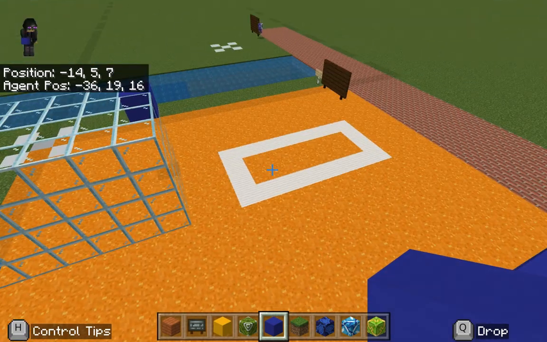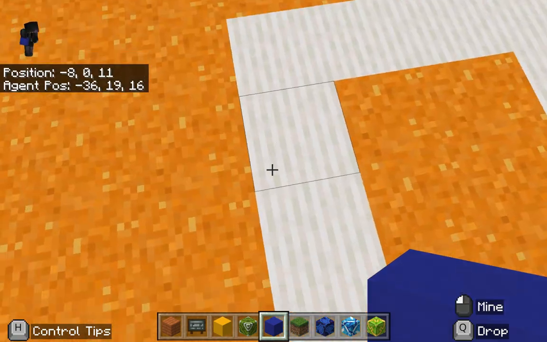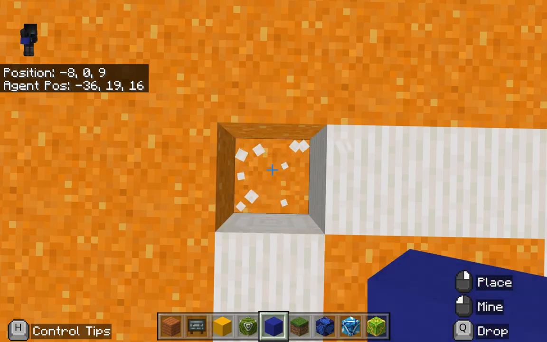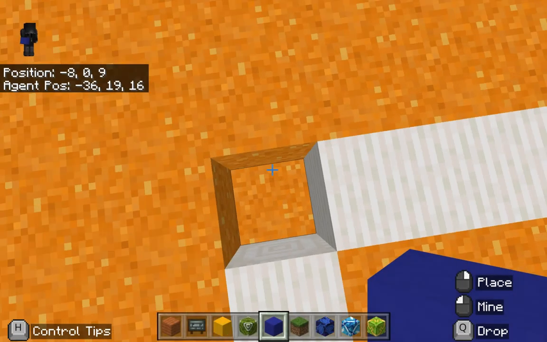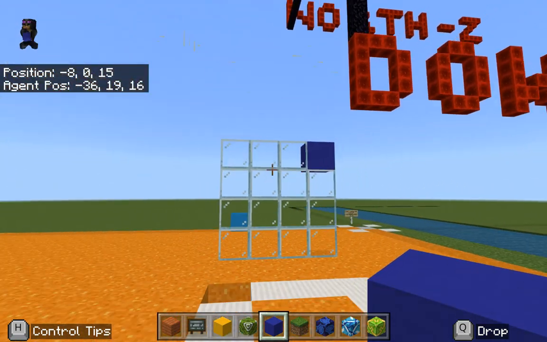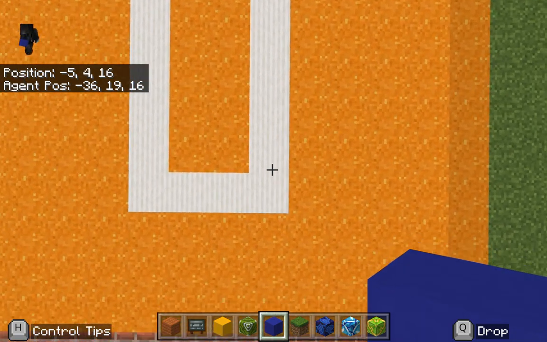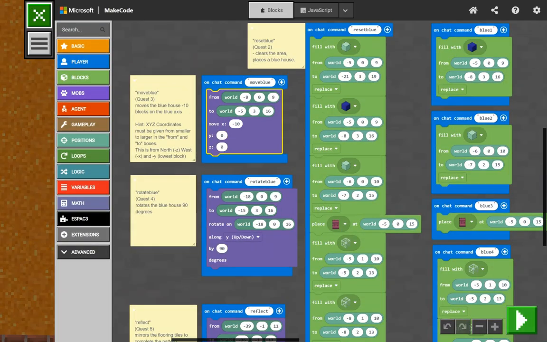So if we move this glass house onto the white blocks, we would see we need that far left bottom block, which would be the one right here. And if you look at my position numbers in the top left of my screen, you'll see -8, 0, 9. And then we would want to give it the furthest this direction, rightmost, up in the air, highest. So probably about here, -5, 3, 16.